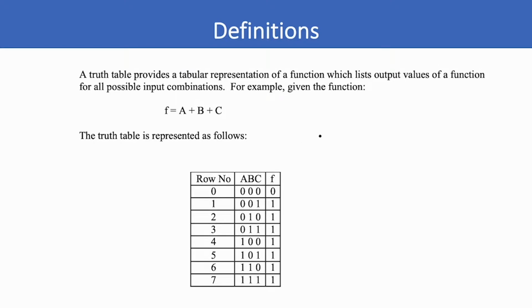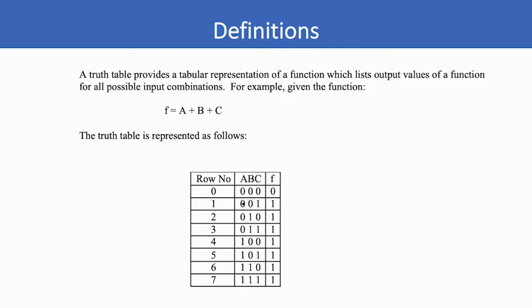Okay, a truth table provides a tabular representation of a function, and it lists the output values of the function for all possible input combinations. For example, in this particular example, the function is equal to a plus b plus c, which means that the function is going to be a 1 when either a is a 1, b is a 1, or c is a 1. We can show this in a tabular form, which is called a truth table, and we identify the 8 rows in the truth table, 0 through 7. Then we show the variables, or the literals, a, b, c, in binary from 0 to 1 to 2 to 3 to 4 to 5 to 6 to 7.